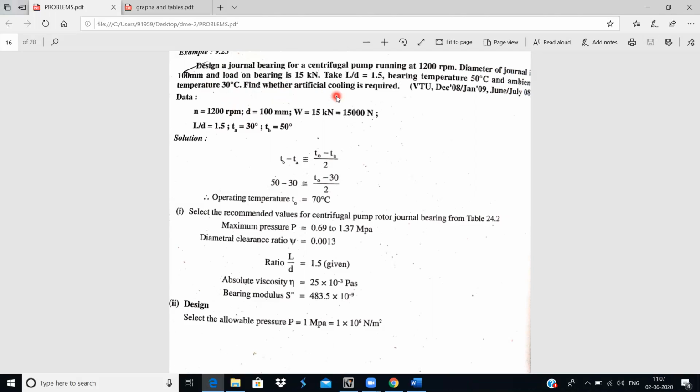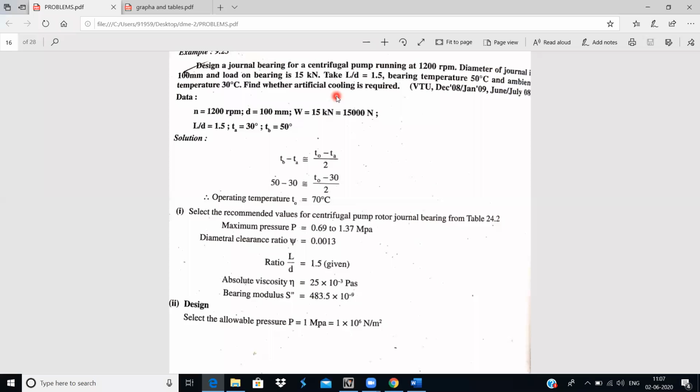So we have to design the bearing. That is nothing but we have to calculate the dimensions of the journal and the bearing, and we have to calculate the viscosity of the oil and the type of the oil, and we have to calculate how much amount of heat is generated, how much amount of heat is dissipated, and whether the artificial cooling is required or not, and how much amount of power loss or end leakage. All the things we are going to calculate.